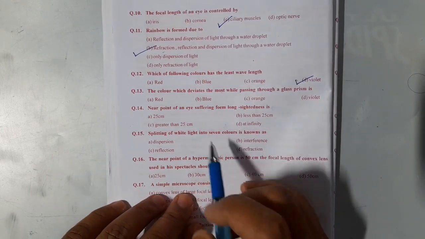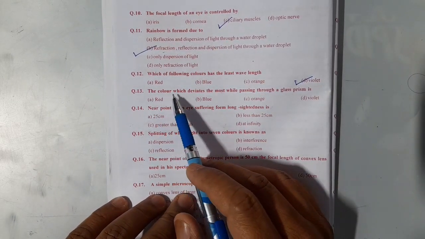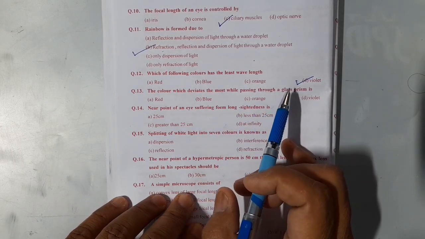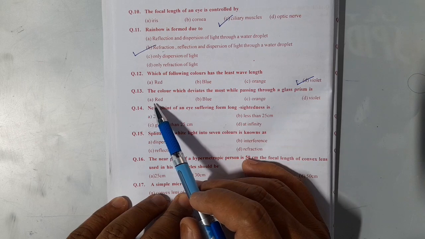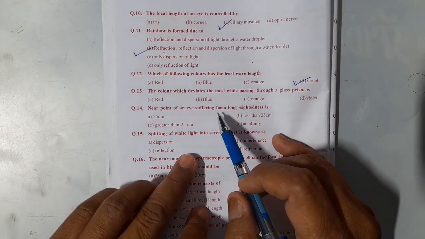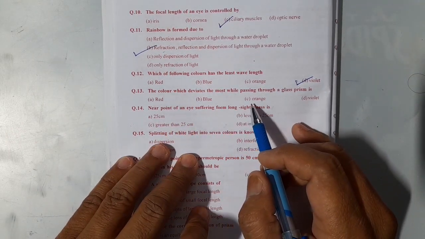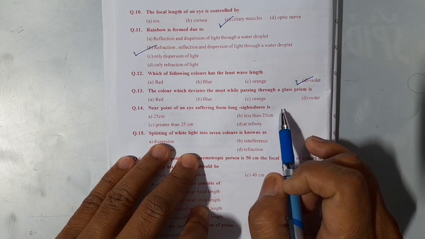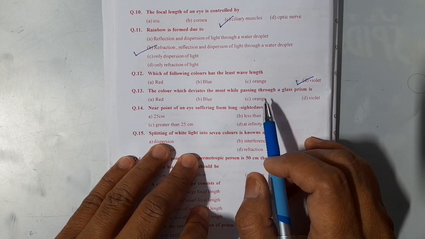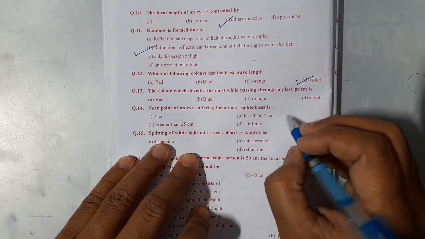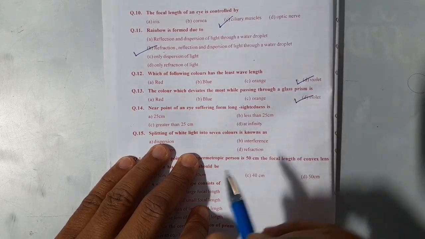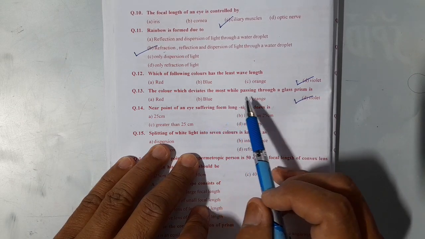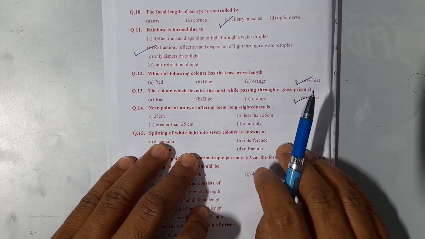Next question. The color which deviates the most while passing through a glass prism is option A red, option B blue, option C orange, or option D violet. So students, its correct option is option D violet color. Violet color deviates the most while passing through a glass prism.